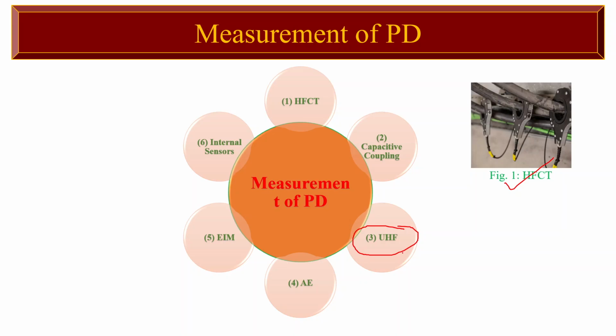Fifth one is electrical impulse measurement. It measures the electrical impulses generated by partial discharge events using specialized voltage or current sensors. These impulses are typically high frequency pulses that can be analyzed to determine the presence and severity of the partial discharge. So these are all the methods used to measure partial discharge.